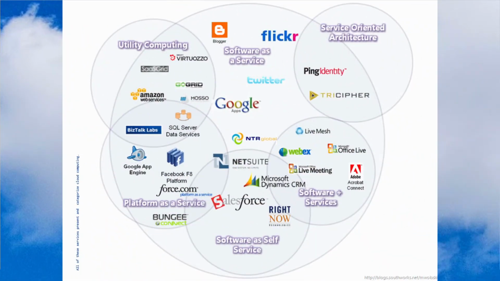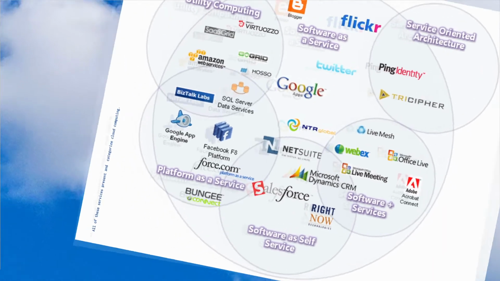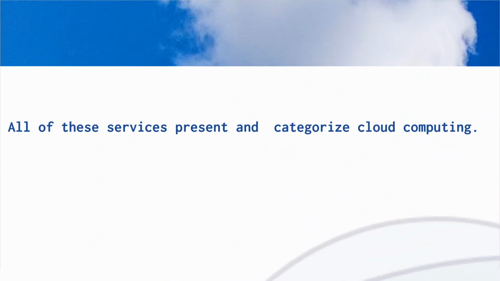The diagram includes various services that categorize cloud computing, like Amazon Web Services, which provides utility computing, Google App Engine, which is a platform as a service, Salesforce, which is software as a service, and WebEx and Microsoft Office Live, which provide both software plus services. All of these services present and categorize cloud computing.